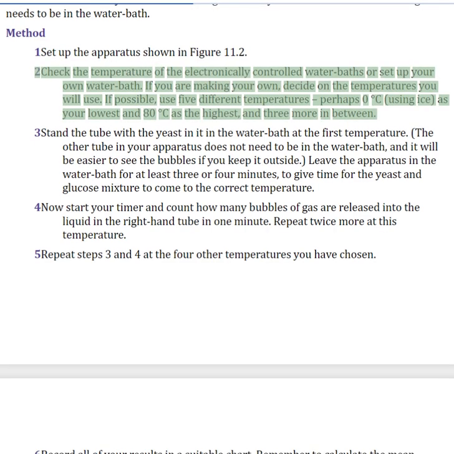Check the temperature of the electronically controlled water baths, or set up your own water bath. If you are making your own, decide on the temperatures you will use. If possible, use 5 different temperatures, perhaps 0 degrees Celsius as your lowest and 80 degrees Celsius as the highest, and 3 more in between.